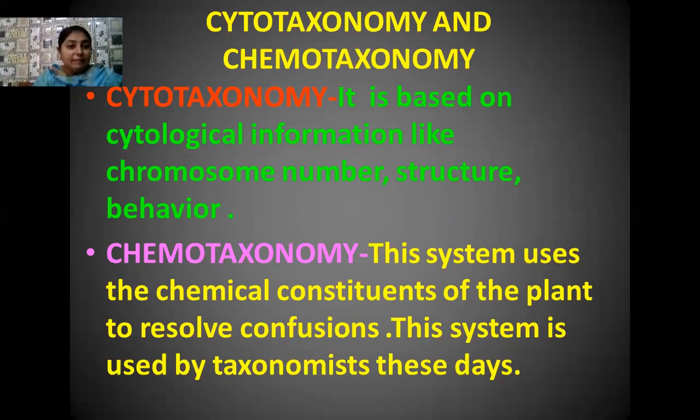And the second one is chemotaxonomy. This system generally uses the chemical constituents. Actually, these are the secondary metabolites, and on the basis of this, the different plant species can be easily distinguished from each other. Generally, this branch, known as chemotaxonomy, is used by taxonomists these days also.